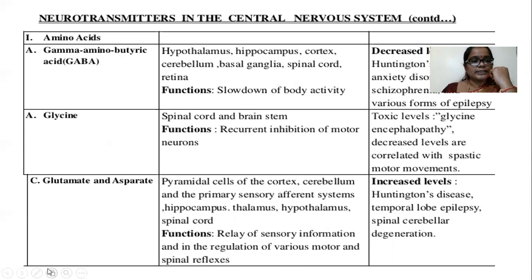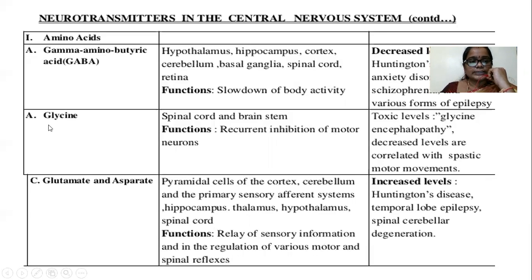Another neurotransmitter is GABA, gamma aminobutyric acid. Its location is the hypothalamus, hippocampus, cortex, cerebellum, all brain parts, and the spinal cord and retina. GABA is an inhibitory neurotransmitter, along with glycine. GABA and glycine slow down our body activity. If the levels decrease, it means Huntington's disease, anxiety disorders, schizophrenia, and various forms of epilepsy.